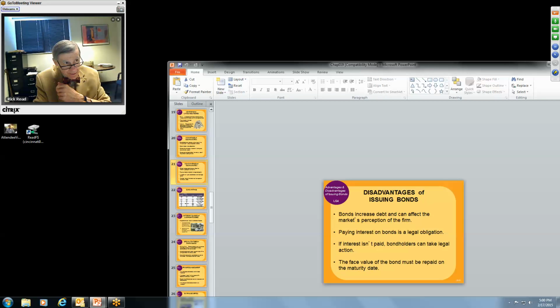Now, don't get that confused with the callable thing. Callable says it could be paid back earlier. You can go back to the bondholders and say, we want to pay you back in 9 years instead of 10. And if there's a callable provision there, then obviously they can pay that back and they won't pay that 10th year interest.